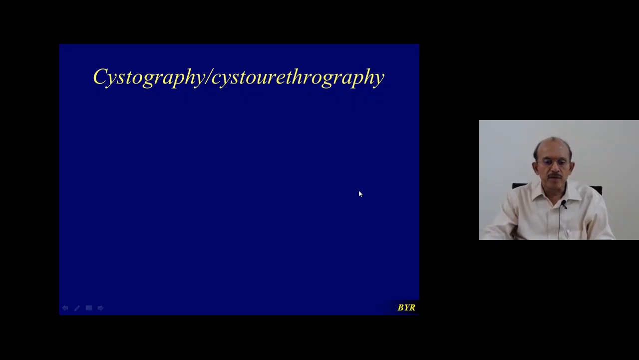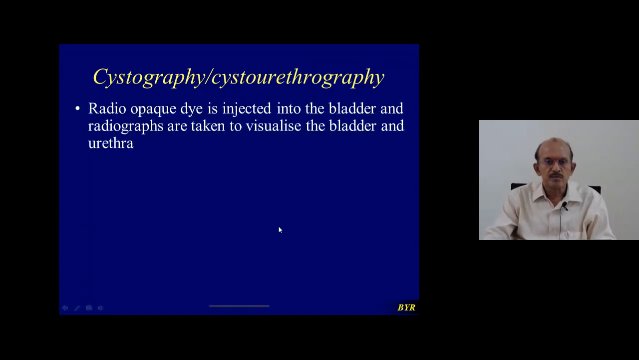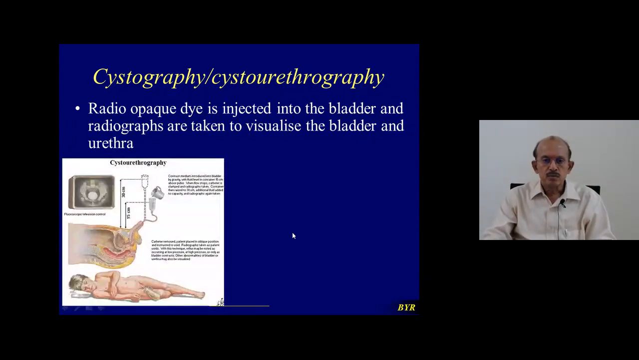Then cystography, also called cystourethrography. Radiopaque dye is injected into the bladder and radiographs are taken to visualize the bladder and urethra. So what you do is you directly inject dye into the urethra, or you pass a catheter and inject the dye into the bladder. So this is the catheter and you are pouring the dye into the bladder and taking the X-ray of the bladder.